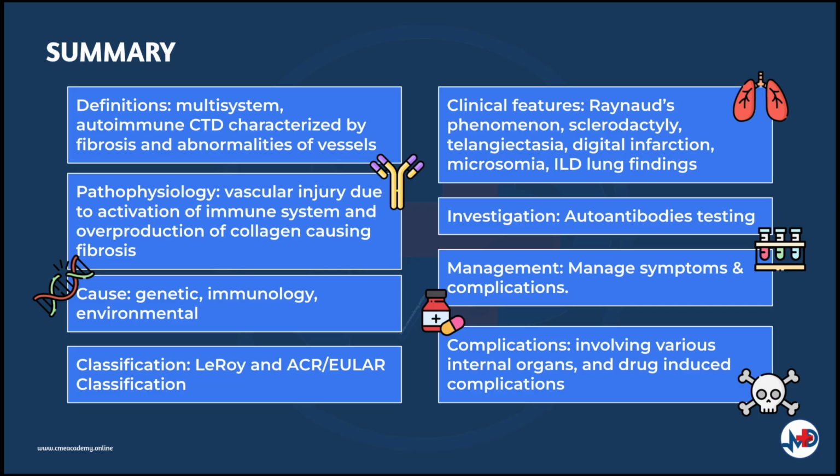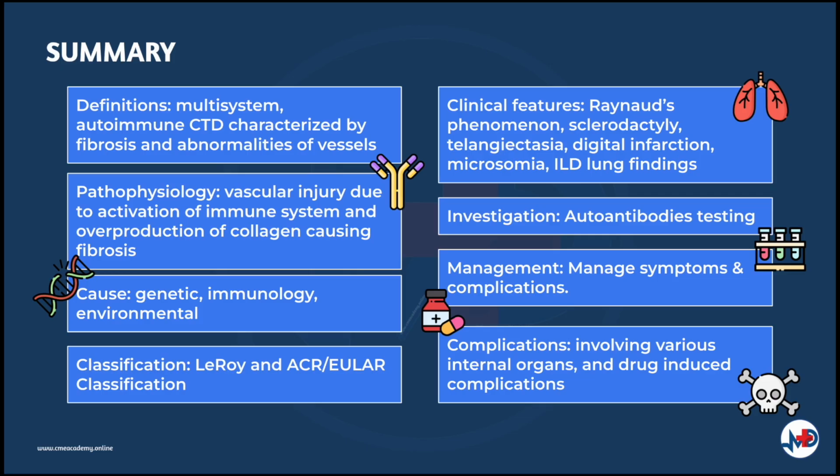Scleroderma can be divided into limited and diffuse cutaneous systemic sclerosis. Women are more commonly affected compared to men, and the most common age range is between 30 to 50 years old. We can use the LeRoy classification to classify scleroderma into diffuse and limited, while the ACR or EULAR classification is the diagnostic criteria. Clinical signs include Raynaud's phenomenon, sclerodactyly, telangiectasia, digital infarction, microstomia, as well as interstitial lung disease lung findings.